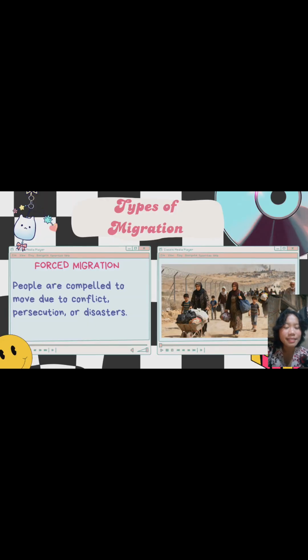Next, the last one is forced migration or involuntary migration. It is when people are compelled to move due to conflict, persecution, or disasters. Let's say, for example, war. Of course, when there is war in your place, you have to go to another place to find a safer place to find comfort. So you have to move to another place for your safety.